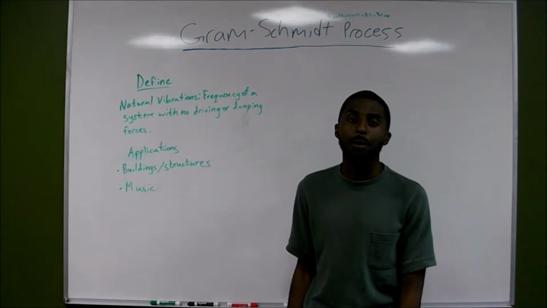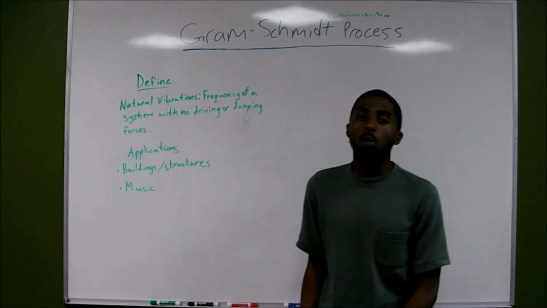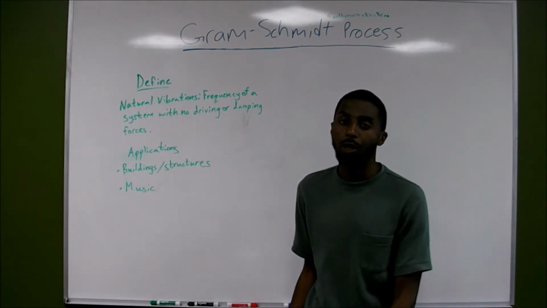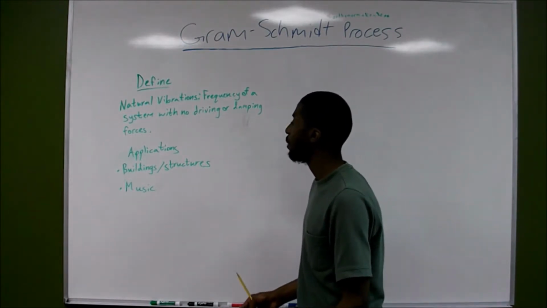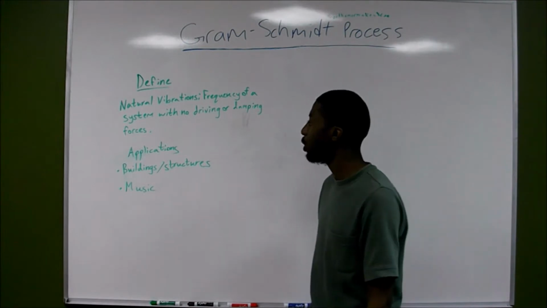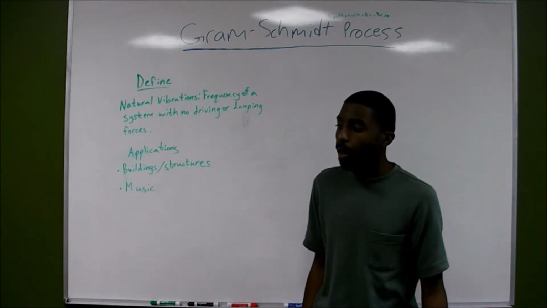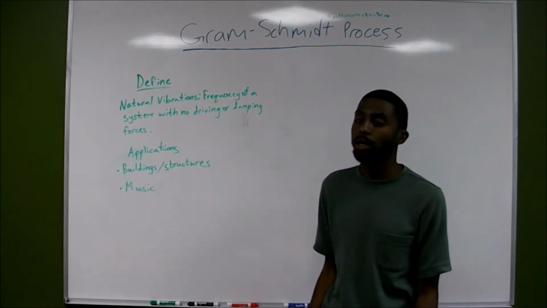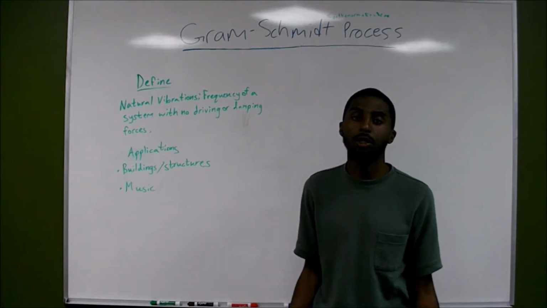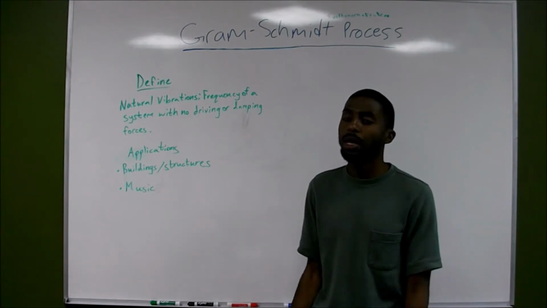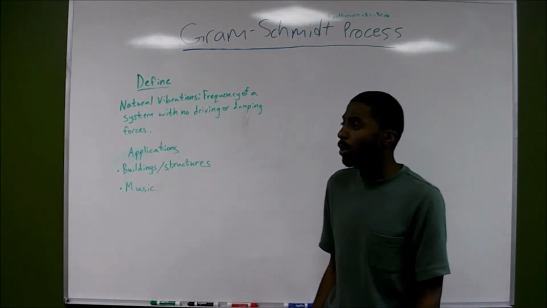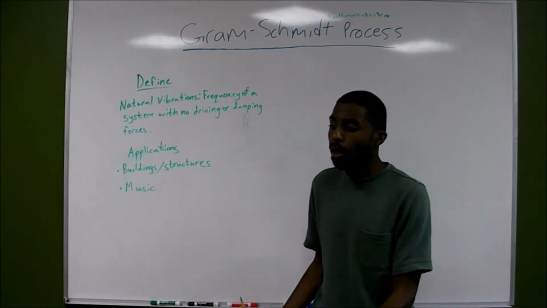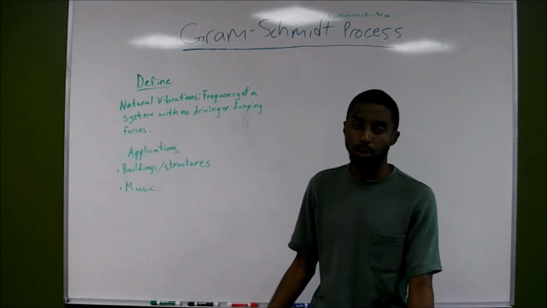So I'm going to talk about some applications for the Gram-Schmidt process. One application for the process in our everyday life is in finding natural vibrations. A quick definition for natural vibrations is the frequency of a system with no driving or damping forces. This can see use in the planning of buildings and structures, because if you don't consider the natural vibrations, then the buildings may not be stable. And in the context of music, knowing the resonances of the instruments themselves allows you to hit certain tones.